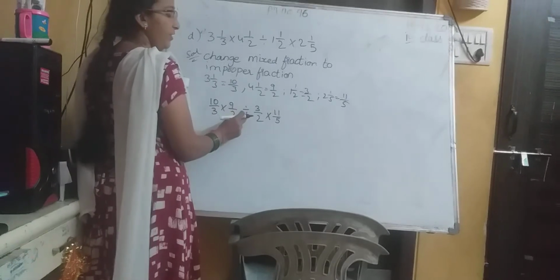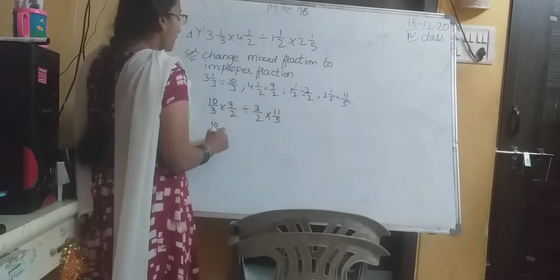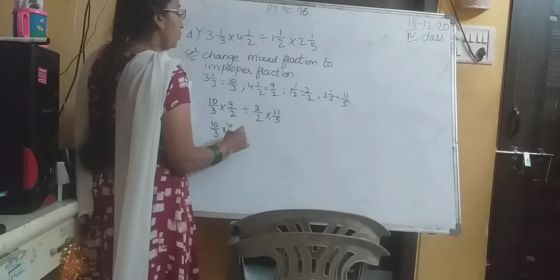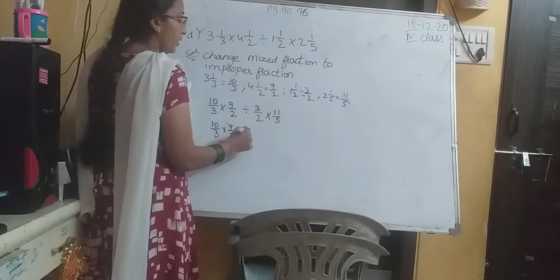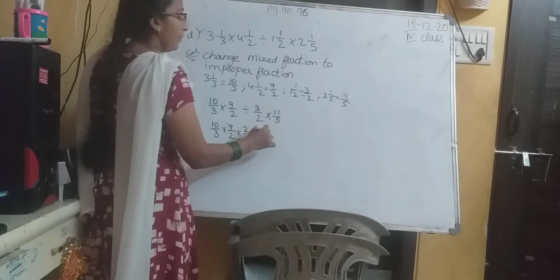Now remove this division sign. 10 by 3 into 9 by 2 into, here reverse. After division, whatever fraction comes, reverse it. 2 by 3 into 11 by 5.